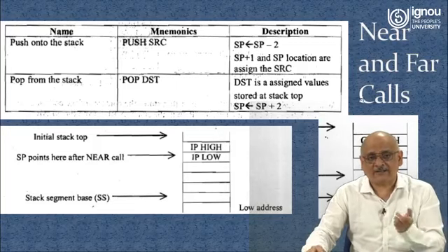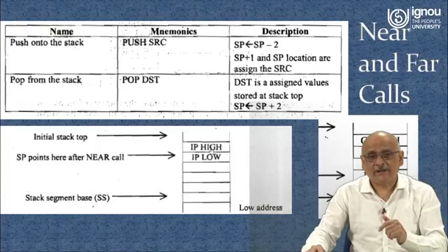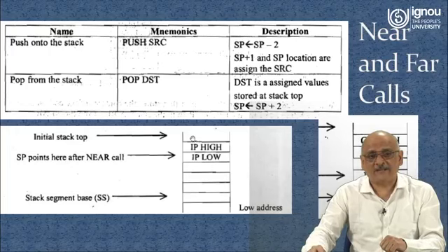Since the segment register value is not changing, CS is not changing in this particular case. So what is changing? Only IP, right? So the return address which will be stored will be the IP high as well as IP low. Suppose the initial top of stack, that is SP, is pointing to this particular location, it will be decremented by 2, then IP low and IP high will be stored here, right? And now the new stack pointer is this particular value.